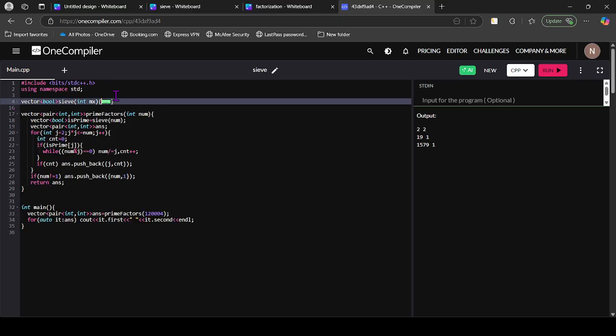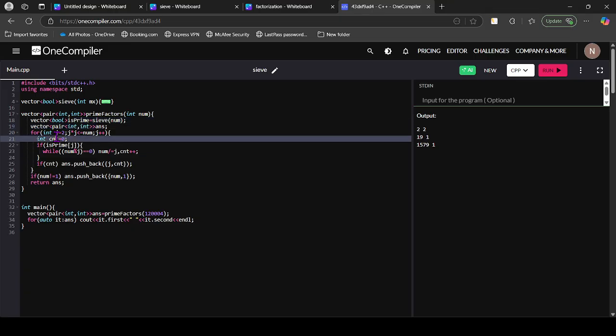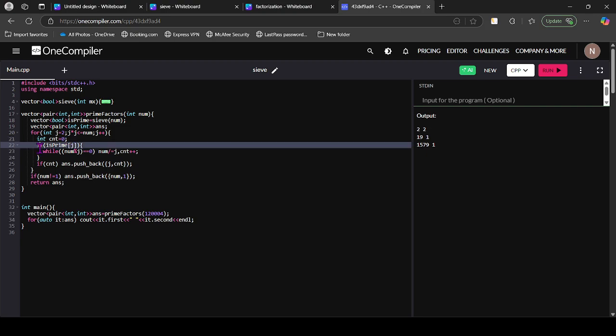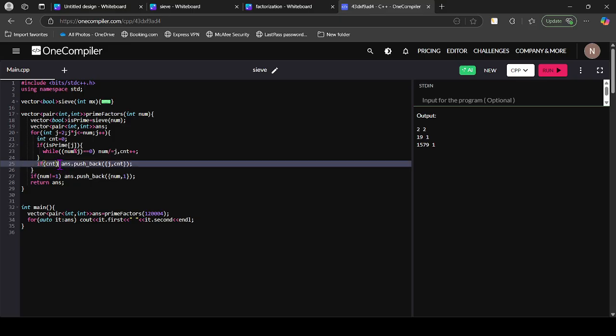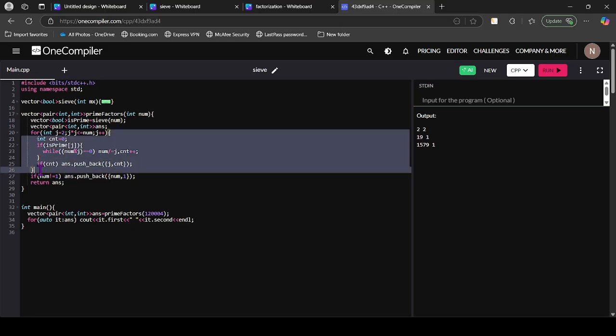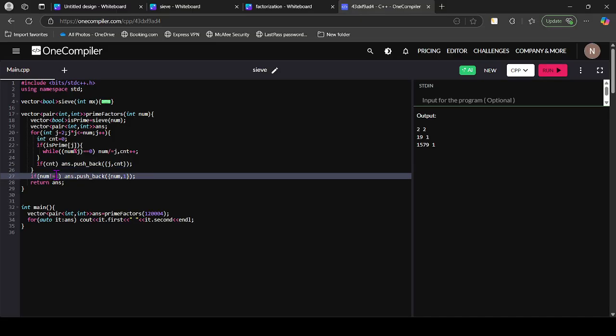And similarly, the prime factorization. Initially, we are taking the primes from Sieve and taking the answer and traversing from 2 till root n. And similarly, we are finding the count, and if it is prime, we are dividing until it no longer divides the number. And finally, if the count is nonzero, it means that there is at least one power. So we are adding answer dot push_back of j comma count. And similarly, after completion of the whole loop, we are checking whether the number is 1 or not. If the number is 1, it means that all the prime factors are less than root n and are considered in the above loop.